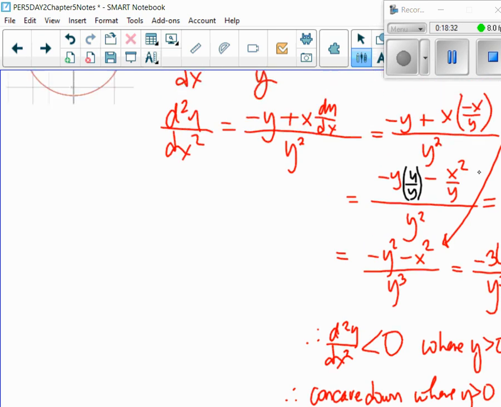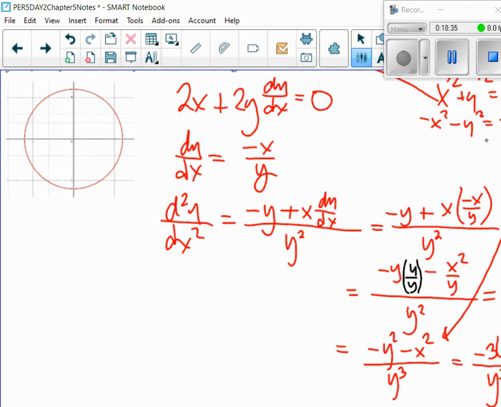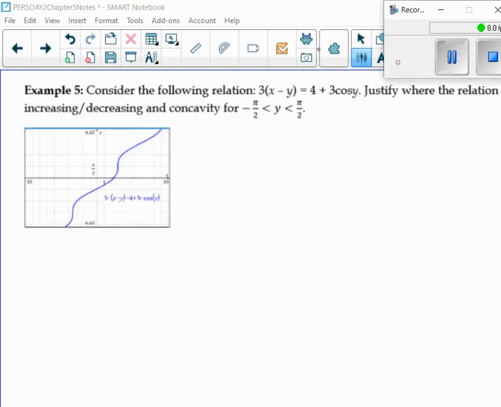So let's just look at this graph. Look at that, where y is greater than 0. Do you see that? Looks like concave down. Yes. Okay, so this actually was taken from the 2018, it's kind of an edited form of the 2018 question that was on the exam. Anyways, consider the following relation: 3x minus y equals 4 plus 3 cos y. Justify where the relation is increasing, decreasing, and concavity for negative pi over 2 to pi over 2.